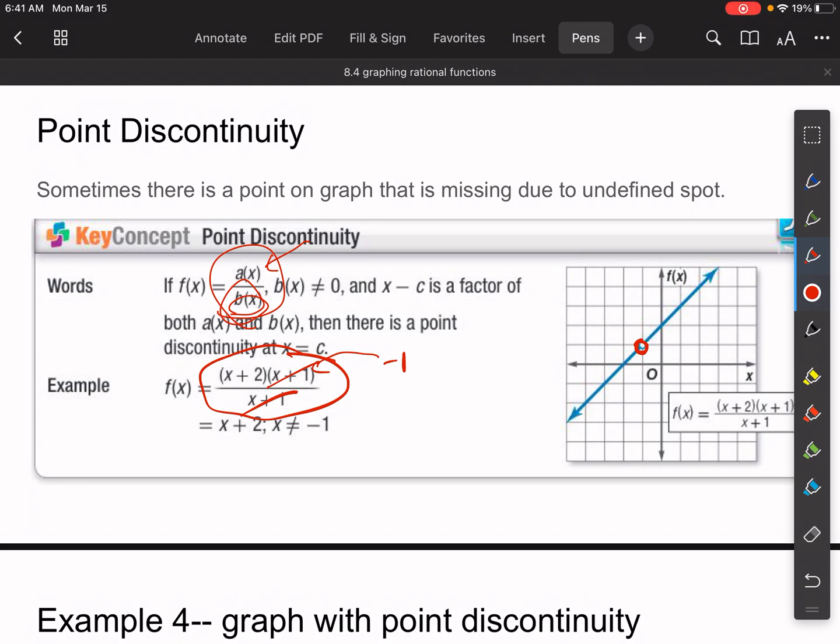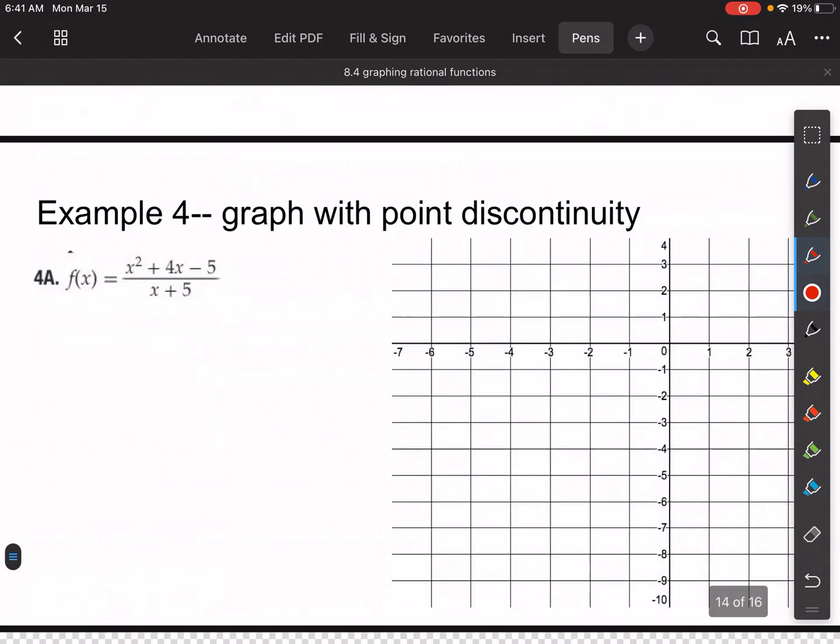And then we'll just graph the rest of this thing. So this is essentially the graph x plus 2, because those got canceled, with 1 point of discontinuity. So essentially, since negative 1 made that go to 0, I have this vertical asymptote here, so there's technically a hole in the graph. Okay, so let's look at that.